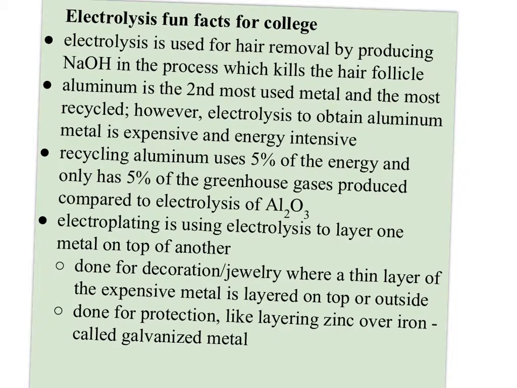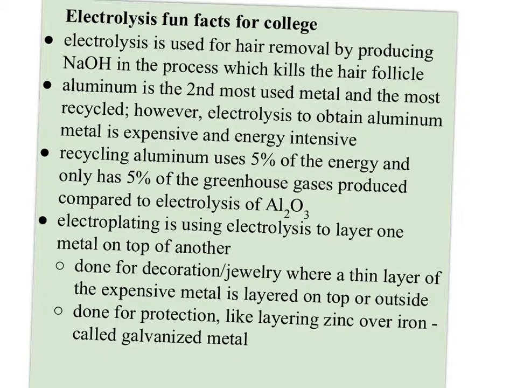Aluminum, you probably know, is a widely recycled metal. It's one of the few things you can recycle and get paid for it. It's the second most used metal in the world, and it is the most recycled. However, electrolysis to obtain aluminum is incredibly expensive and energy intensive. So even though it's the second most used metal, it's recycled for that very reason. Recycling aluminum uses 5% of the energy and only produces 5% of the greenhouse gases compared to trying to get aluminum through the electrolysis of its mineral ore called bauxite.